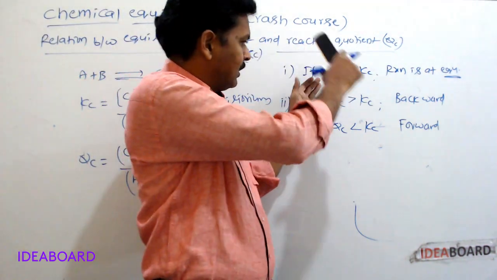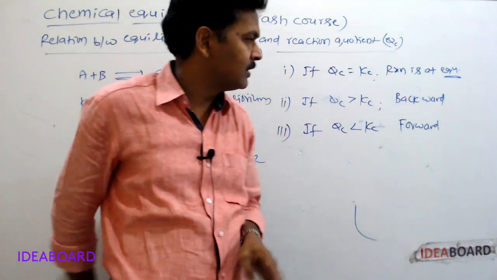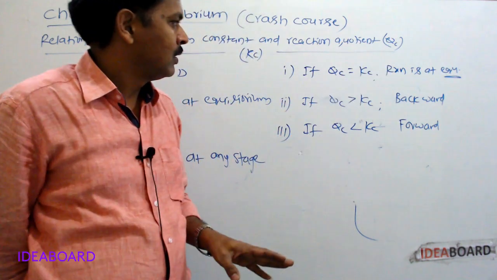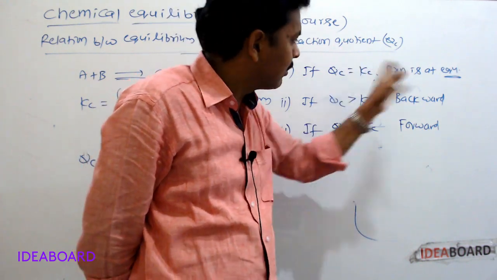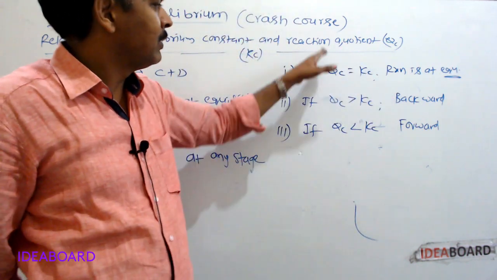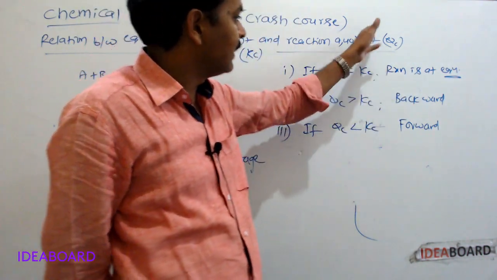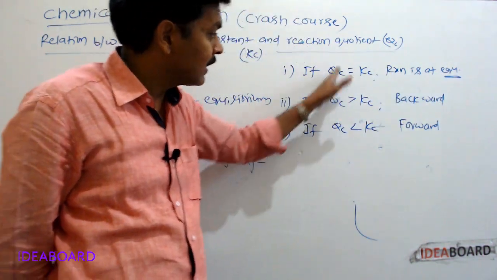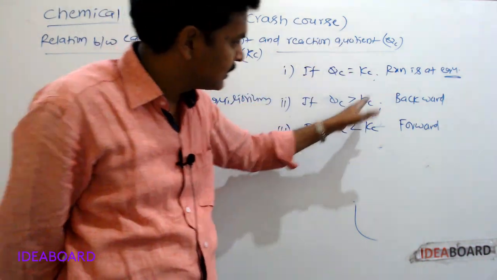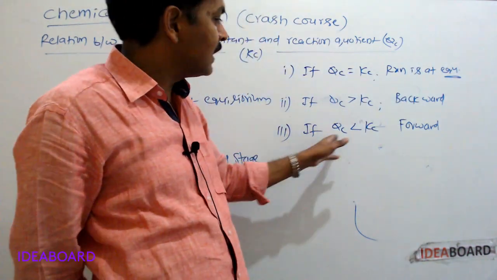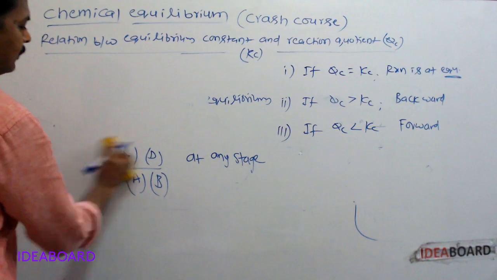They will give the Kc value, and a Qc value will also be given at different concentrations at different stages. Then calculate Kc and Qc. Kc is at equilibrium state, but Qc is at any stage during the progress of the reaction. If both values are the same, then the reaction is at equilibrium. If Qc is greater than Kc, it favors the backward reaction. If Qc is less than Kc, the forward reaction takes place.